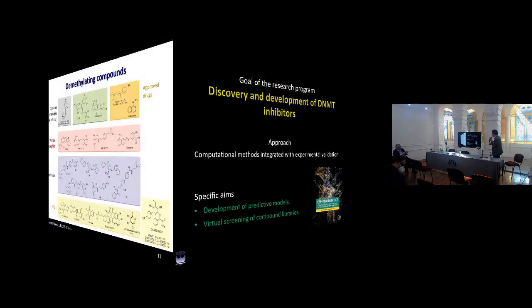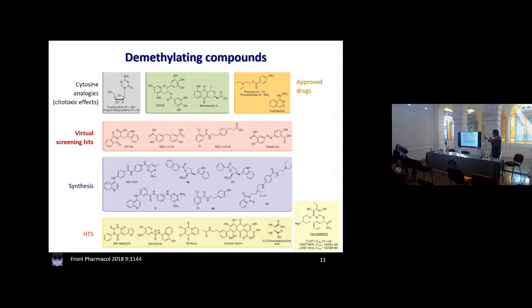Now, here in this slide, we are showing just a few representative small molecules that are known to inhibit DNMT1 and other DNMTs. In particular, I'd like to highlight a couple of cytosine analogs. Those two cytosine analogs are two of the small molecules approved by the FDA for the treatment of myelodysplastic syndrome.